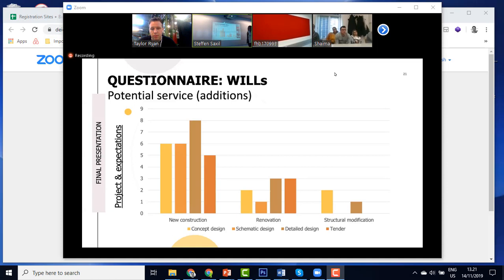Then the additions for the potential services which ArchitectQuote can offer. We asked about the project and expectations for each kind of project. The conclusion is that the potential clients, or the respondents, are interested in every task ArchitectQuote offers on their website.